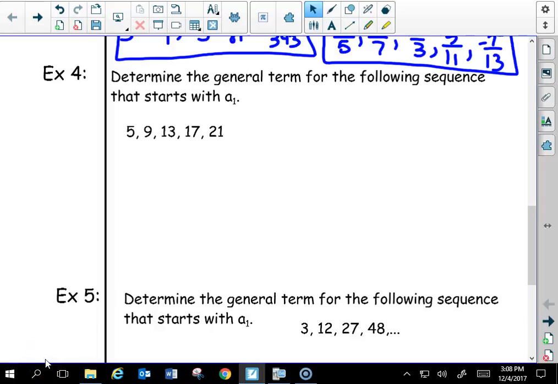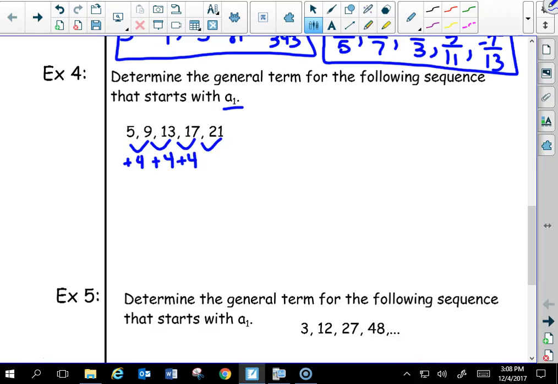Okay, starting with example 4, we're going to go the other direction. They're giving us a general rule, and they're telling us that this sequence starts with a sub 1, and usually we start with a sub 0. But first thing you want to look at is how much are these changing by? Are they changing by a regular amount? Yeah, when we look at the first differences here, it's all plus 4.